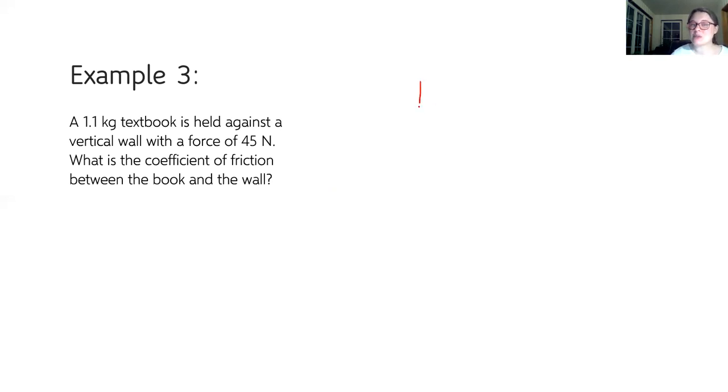That's kind of what we're thinking about in this scenario. So the first thing I'm going to do is draw a picture. Here's my wall and here's the book. I am pushing on that book with 45 newtons, and that's my force applied. How much is the wall pushing back on me? The wall pushes back with 45 newtons. If the wall is pushing back with 45 newtons and it's perpendicular to the surface, this is my normal force.